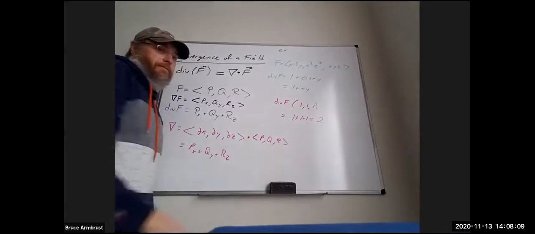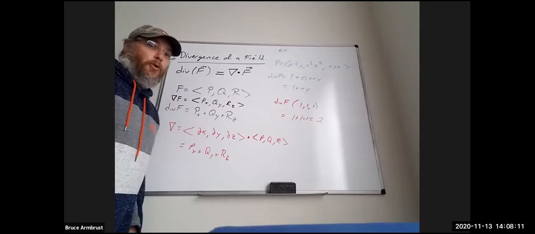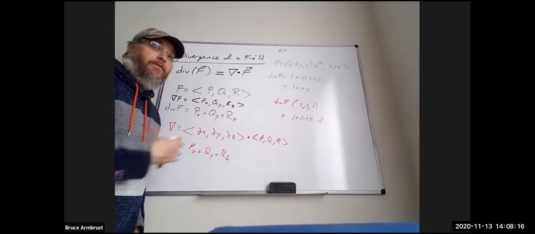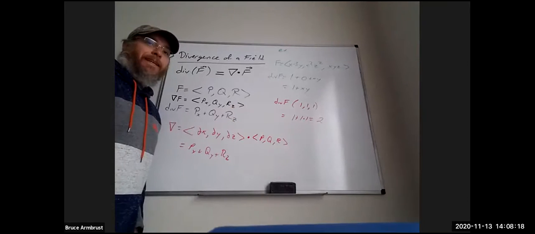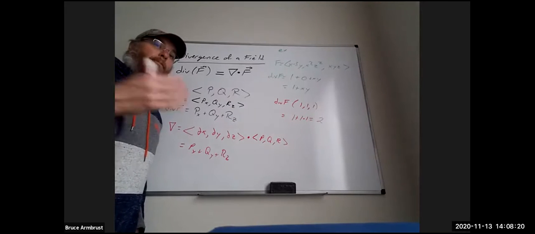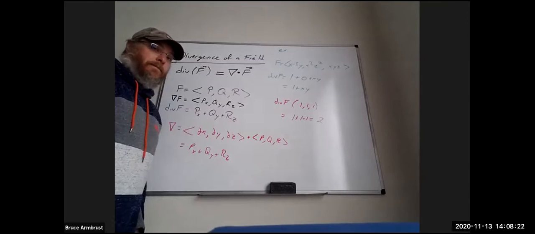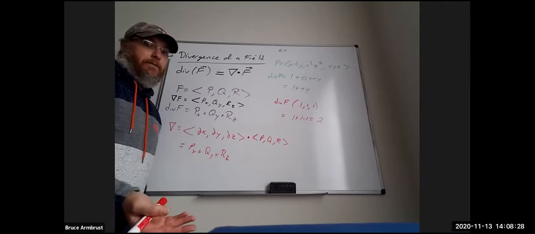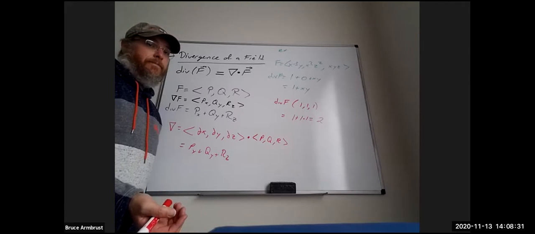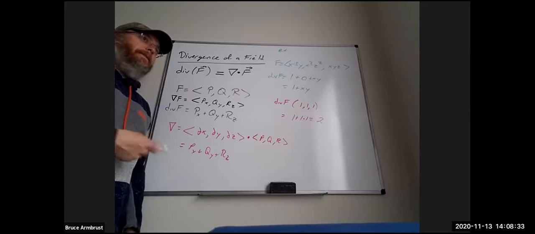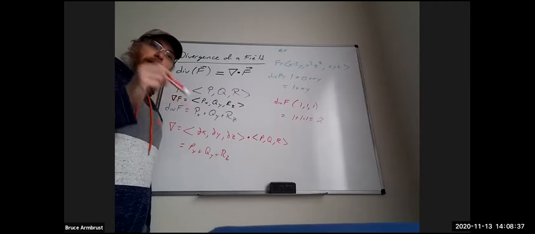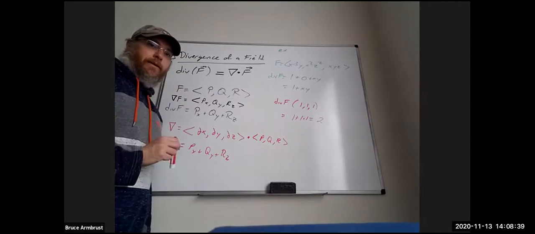I'm getting a flow of 2 at that point, a net flow of positive 2, meaning it's flowing out. If that divergence had been negative, more is coming in than going out. If it was 0, the same amount coming in is going out. So it is the local measurement of flow at that point.